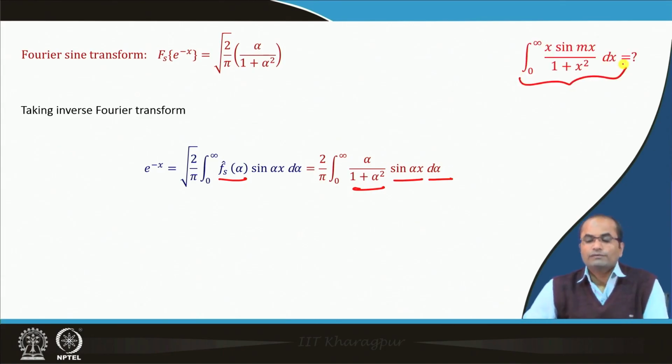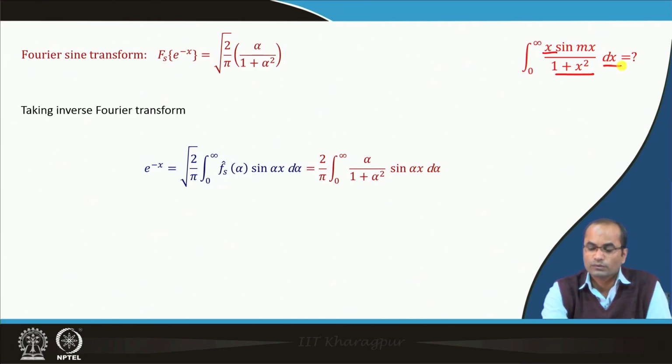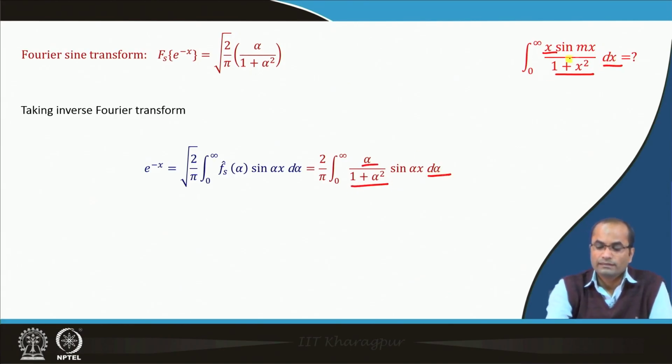So, now we want to evaluate this integral x sin mx over 1 plus x square dx, and if we take a closer look here, this is matching with this integral itself, having this integral over x 1 plus x square dx. Here we have alpha over 1 plus alpha square d alpha, and there is a sine term also where x must be there. So, here we have the x. So, somehow for this x we are using here this alpha, and for this x we are using m there.